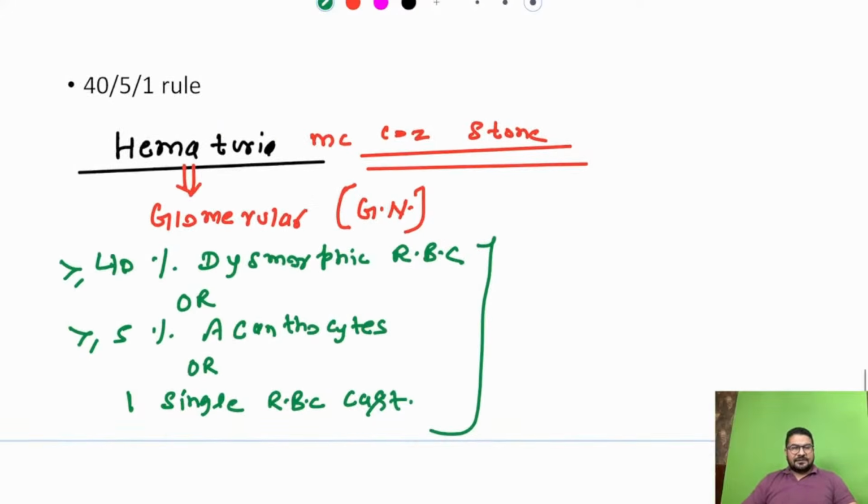So मेरे कहने का क्या मतलब है? अगर क्वेश्चन में dysmorphic RBCs दिए हैं in the MCQ, if you see acanthocytes are given, if one single RBC cast is given, then this hematuria is due to glomerulonephritis or it is glomerular in origin.